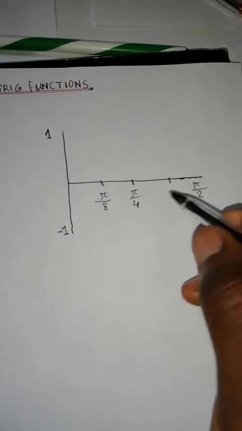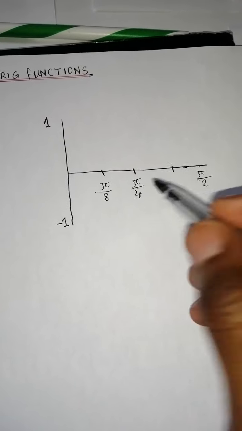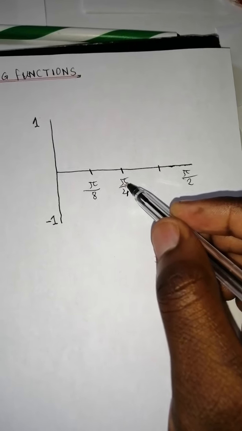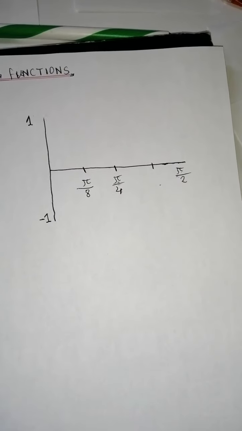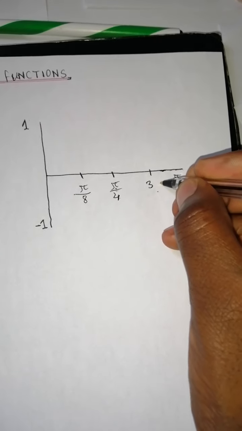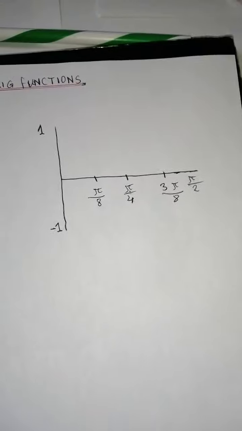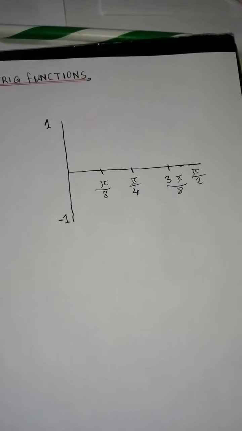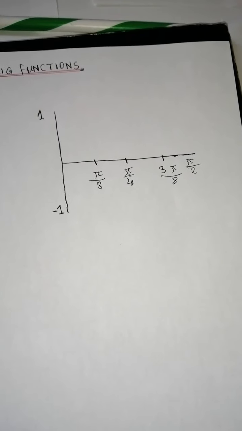And then here you have to add these two and divide by 2. So you have to add pi over 4 plus pi over 2 and then divide by 2. So here it will be 3 pi over 8. Now that we have this information, let's go ahead and graph this sine function.